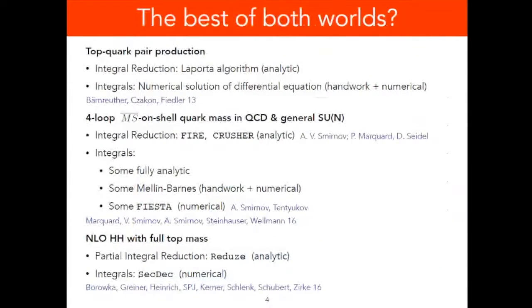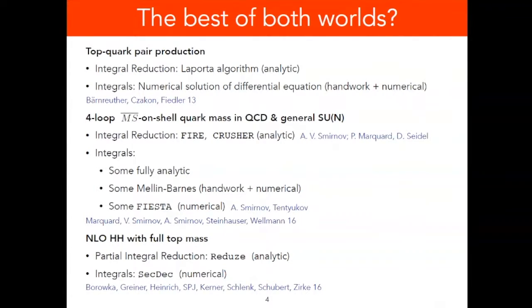Okay, and I just want to highlight three calculations that I think are interesting because they straddle the line between analytic and numeric computation. So we have, of course, the top quark pair production. Here, part of the calculation is done analytically. Essentially, the integral reduction is done using the Laporta algorithm. But the integrals are solved numerically using a very nice numerical solution of differential equations, which requires some handwork to work out the boundary conditions and can then be used to numerically solve these differential equations.